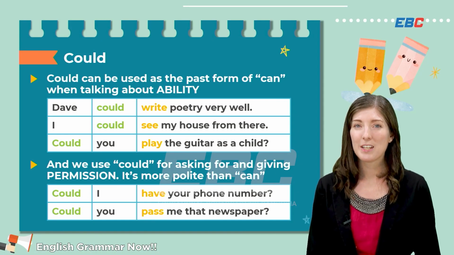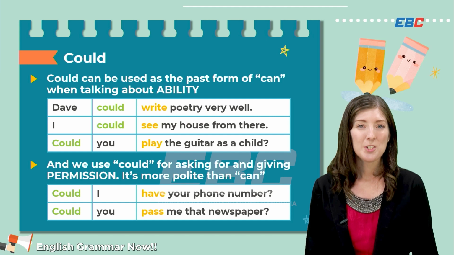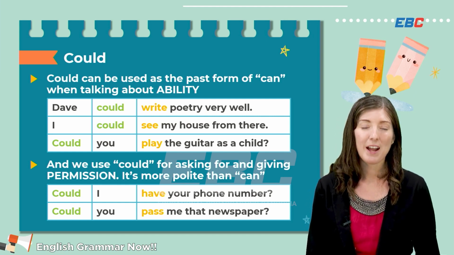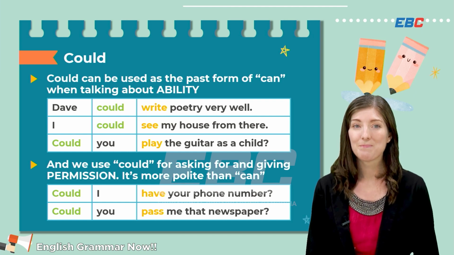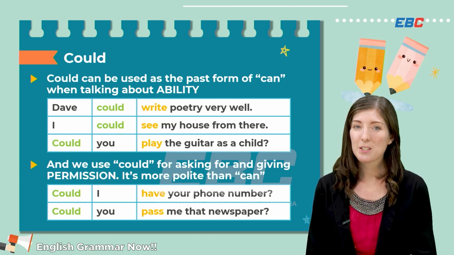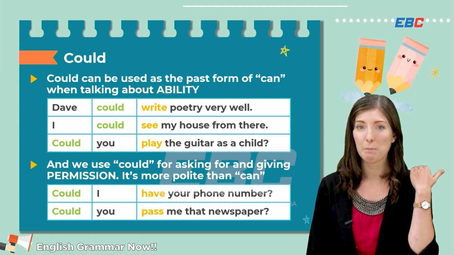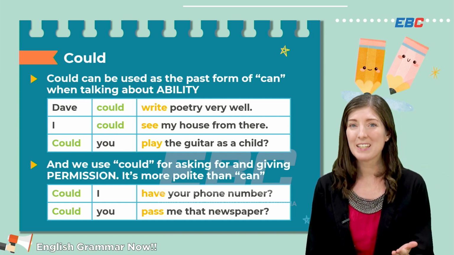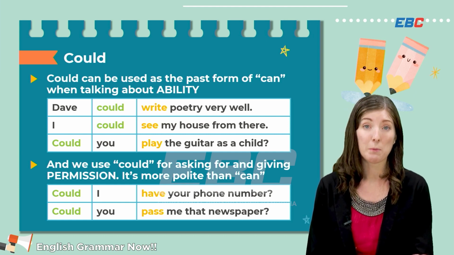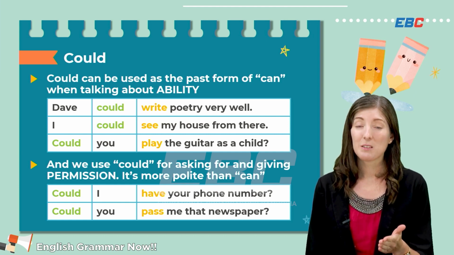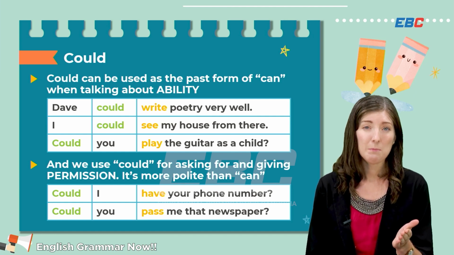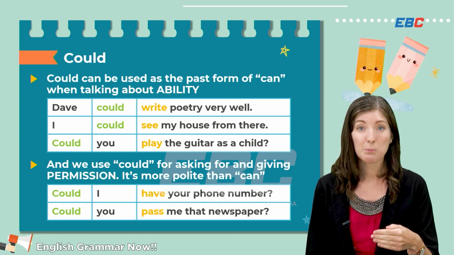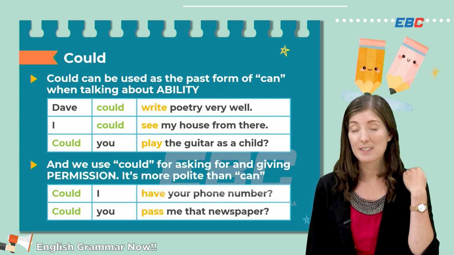Now let's move on to could. Just like can has more than one meaning, could also has more than one meaning. Could can be used as the past form of can. Modal verbs don't really have a true past form, but some of them, like can and could, can be used to talk about the present or the past. Can is present, could is past.